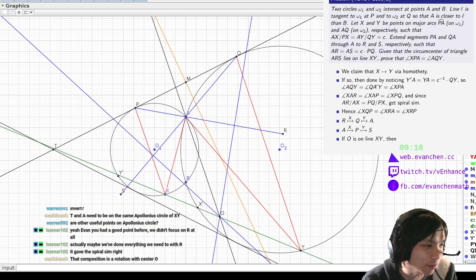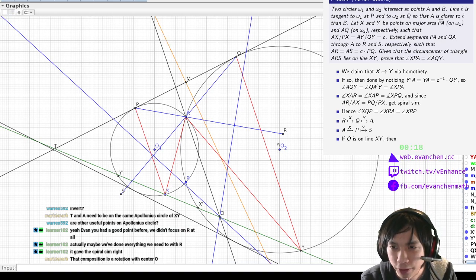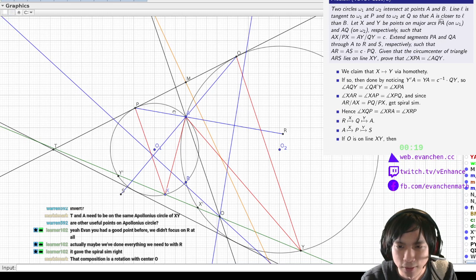Well, I guess when composing spiral sims, the first one, through X, takes the point R to Q, to A. And if I do it again, A through X goes to P, which should go to S. Is that right? It's so much harder to see the Y spiral sim because I've been staring at X the whole time.